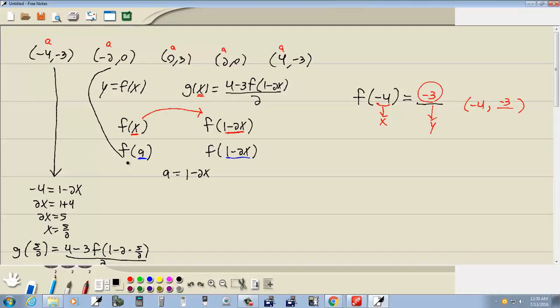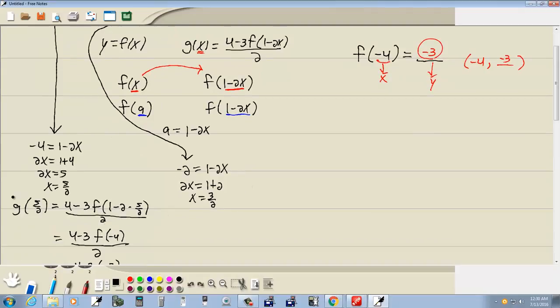Now the transformation of our second point, and I'll just do a few of these so you see the general idea. Again, we're going to set the a, which is -2, equal to 1 minus 2x. Take -2x over here, it becomes a positive 2x. Take -2 over there, it becomes a positive 2. 1 plus 2 is 3, so that gives us x is equal to 3/2.